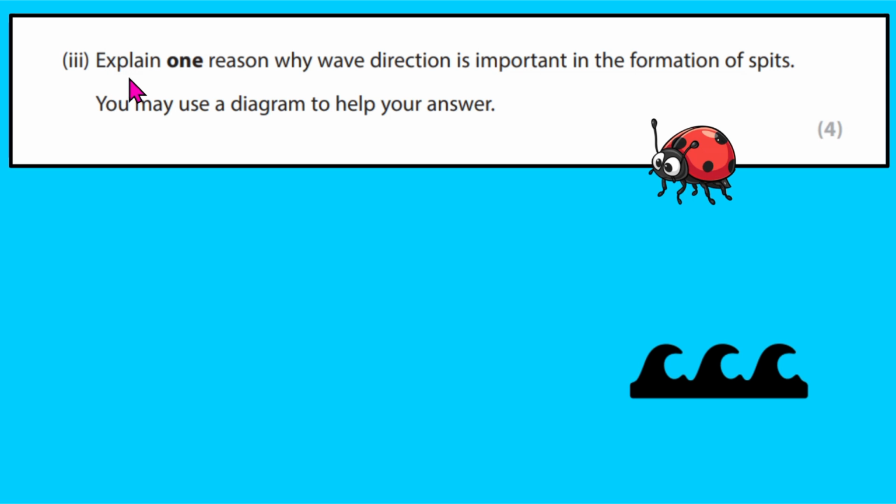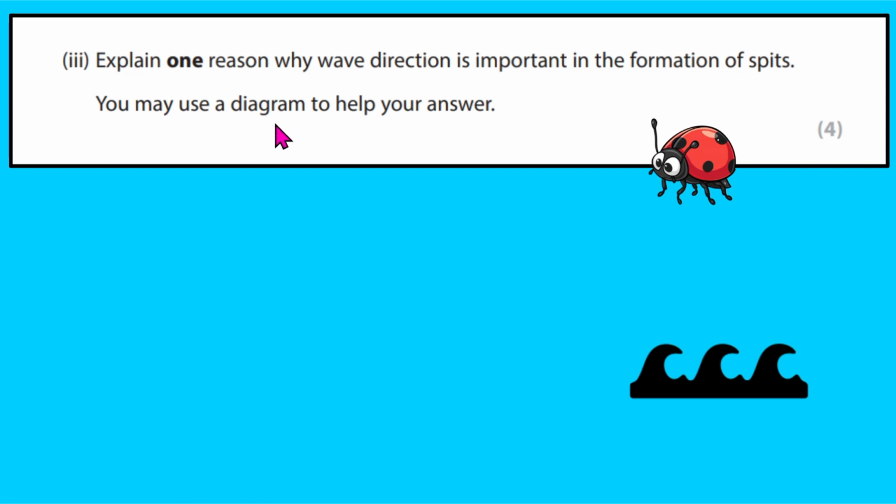Okay, B, box the command word, explain. U, underline: wave direction, formation, spit. Glance at the marks, 4 marks. Now here, it says you may use a diagram to tell you. The key word in all of this is may. You do not have to, okay? You may use a diagram.